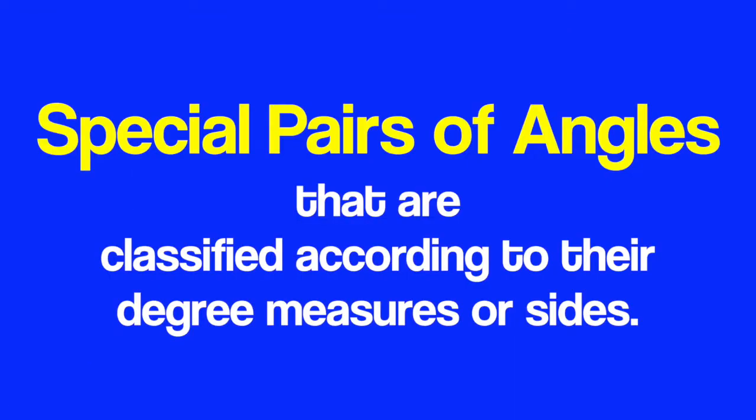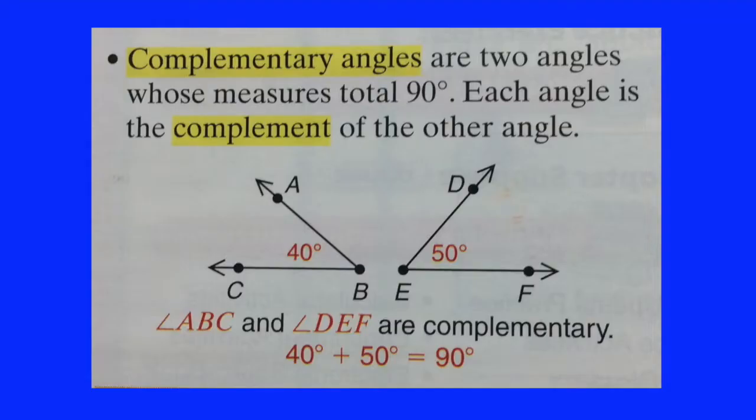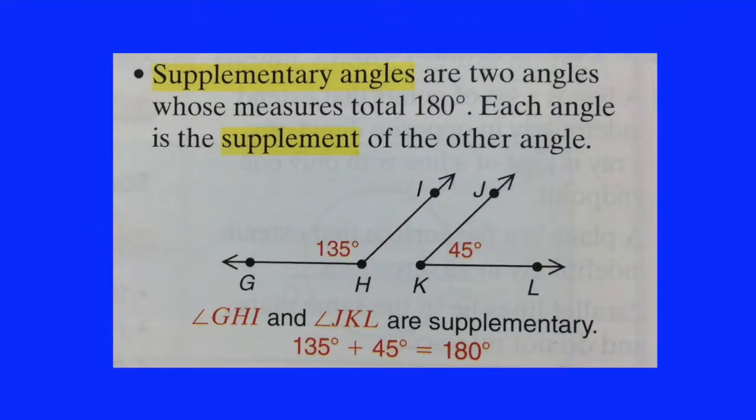Now let's look at some special pairs of angles that are classified according to their degree measures or sides. The first pair of angles we're going to look at are complementary angles. They have angles whose measures total 90 degrees. Each angle is a complement of the other angle. The next pair of angles are supplementary angles, whose angles have a measure that totals 180 degrees. Each angle is said to be a supplement of the other angle.